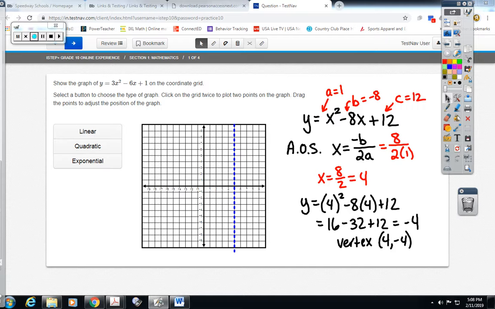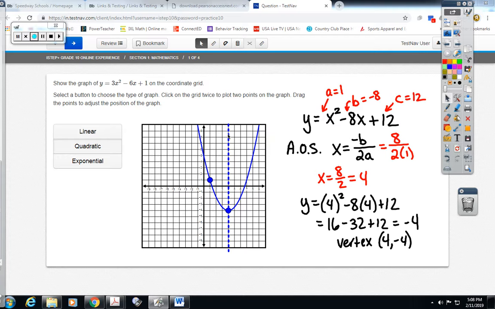Now, why is this important? This is important because when we click on the quadratic button, it's going to put a quadratic on the screen. And when we graph a quadratic on the ISTEP, we have to graph the vertex first. So we need to take the vertex point and move it to the point 4, negative 4. And I just noticed that my line, when I finished graphing it, moved over a unit. It should be right there. Notice that the parabola should be centered on that line.